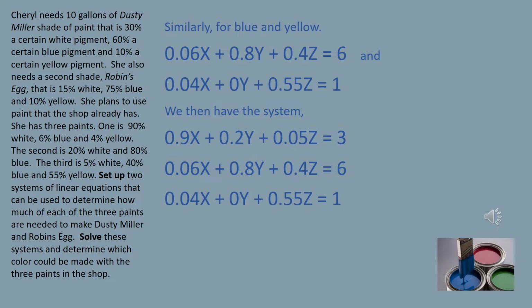And then for yellow, 4% of the first paint was yellow, none of the second paint was yellow, and 55% of the third paint was yellow. And we want 10% of the 10 gallons to be yellow, so 1 gallon out of 10 needs to be yellow. So the third equation is 0.04 times x plus 0 times y plus 0.55 times z set equal to 1. And below we have our full system of equations.